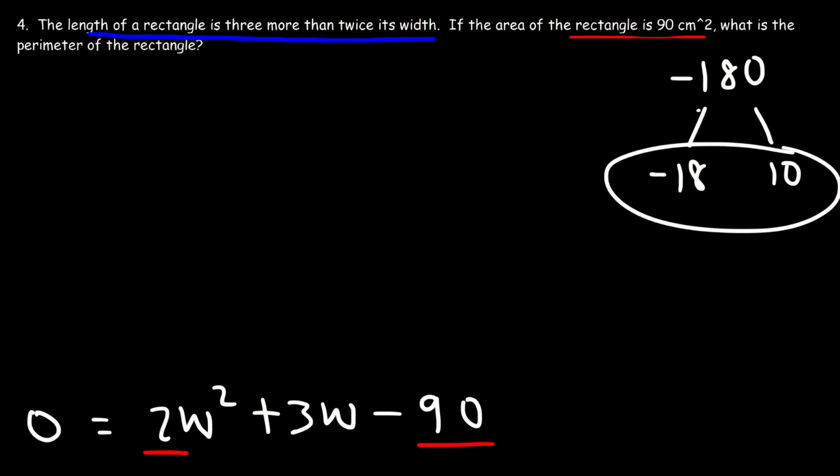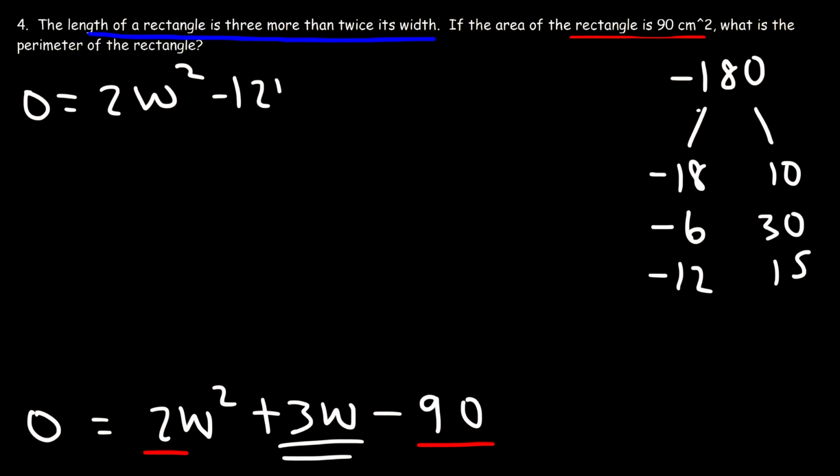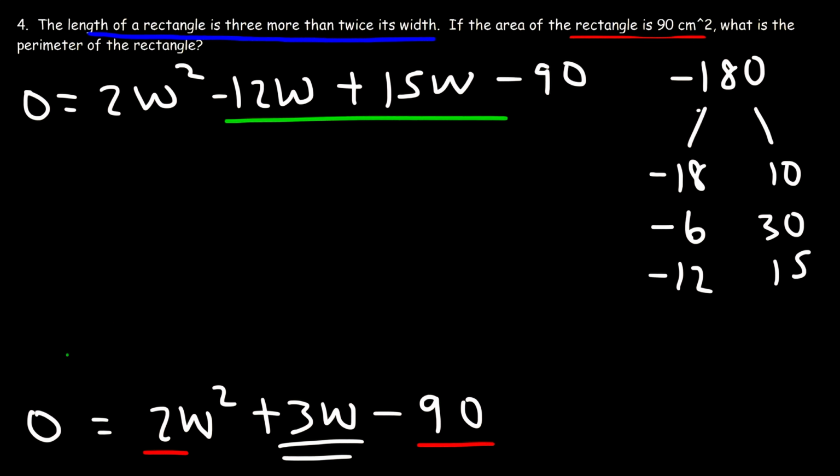So we could try, let's say, 6 goes into 18. Negative 180 divided by negative 6, that's 30. But they don't differ by 3. We could try negative 12. Negative 180 divided by negative 12, that's 15. So these 2, they differ by 3. So what we're going to do is replace the middle term 3W with negative 12W plus 15W. Because as you can see, these 2 numbers, they add up to 3W.